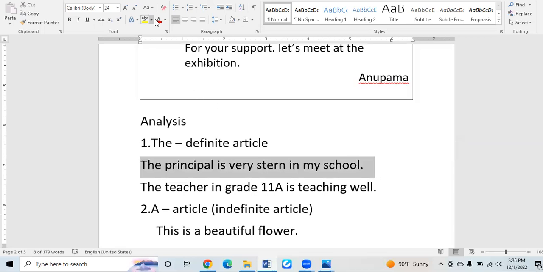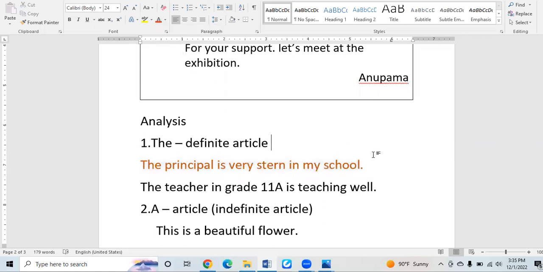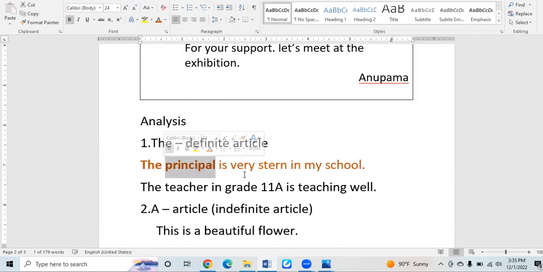Now you know that's a common thing. In a school, we can find only one principal. Why are we giving the boundary, in my school? Because in my school, I can find only one principal, right? So as this principal is the one and only person in my school, definitely I have to use the article the. That is the meaning.